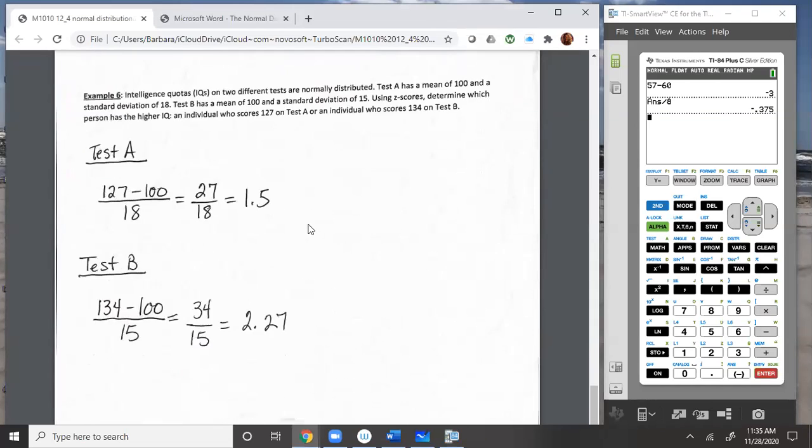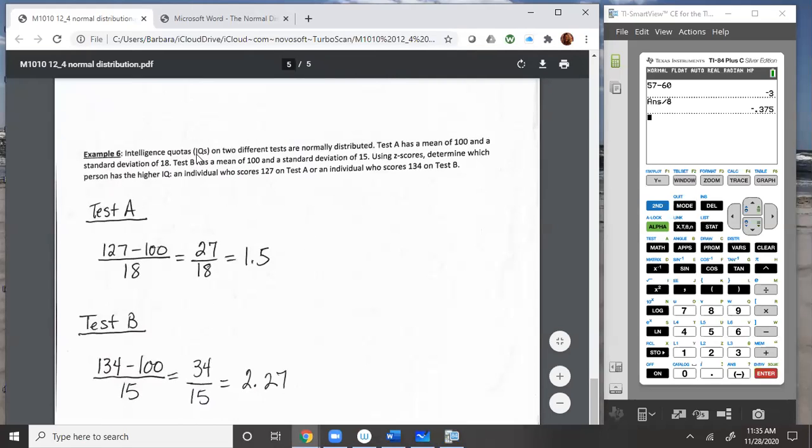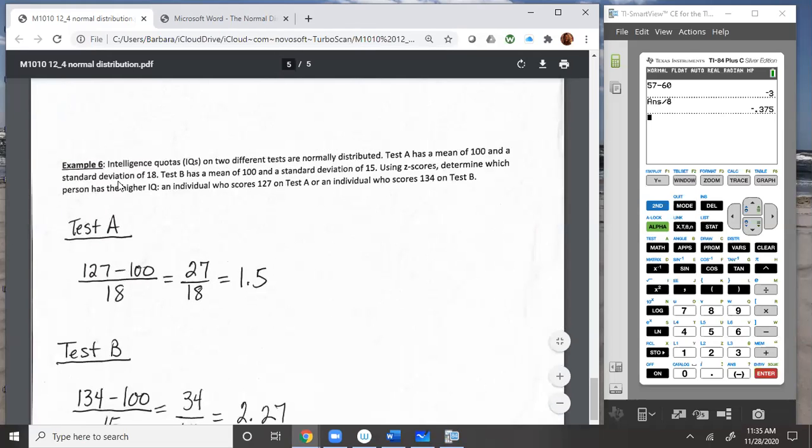Example 6. This is our last one. Intelligence quotients, IQs, on 2 different tests are normally distributed. Test A has a mean of 100 and a standard deviation of 18. Test B has a mean of 100 and standard deviation of 15. Using z-scores, determine which person has the higher IQ, an individual who scores a 127 on test A or an individual who scores 134 on test B.